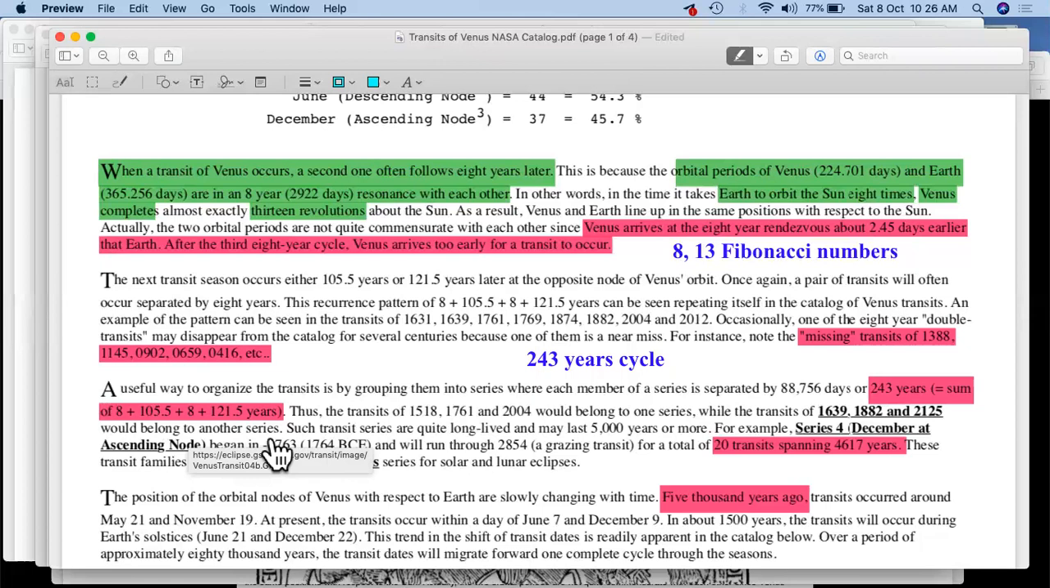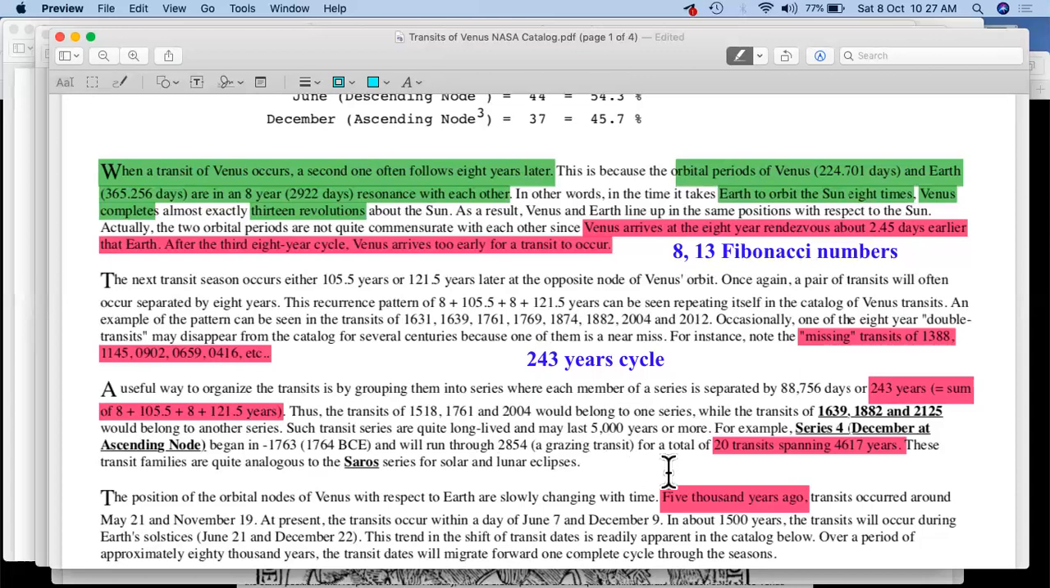Now, please understand this is something very important that we need to understand. Even when the years, let's say for 1518 and 1639, are probably nearby, we still have to consider them in different series, right? Such transit series are quite long lived and may last 5000 years or more. So we have seen one cycle of 243 years, and a bigger cycle than that of 5000 years.